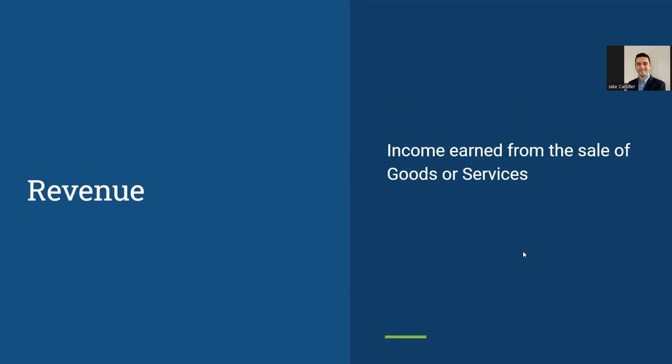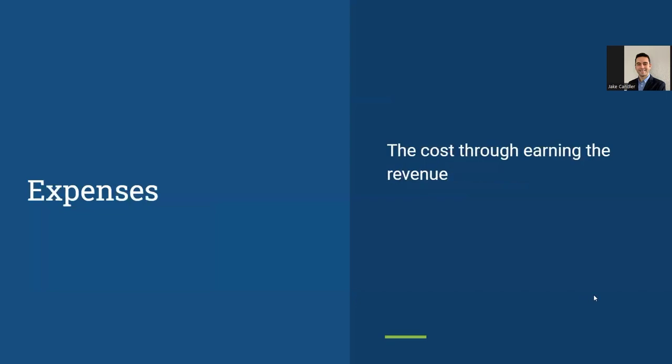Revenue. Revenue is earned income from the sale of goods or services or products of the company. Expenses, they're basically the costs that you pay to earn the revenue. So if I'm baking cookies, I have to pay for the sugar, flour, the equipment, so the rolling pin. Those would all be expenses to the cookie business.